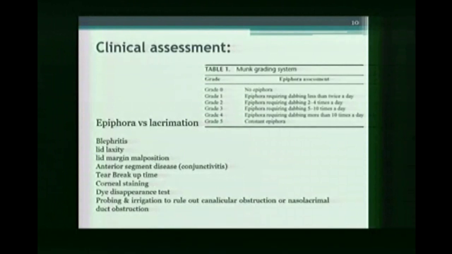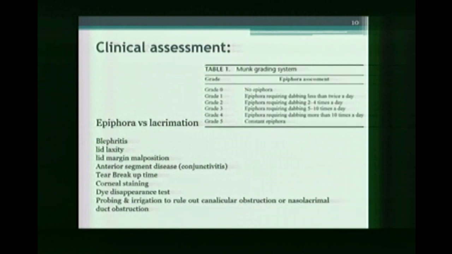How do you usually assess those patients? Now, it's important for us to differentiate: is this a real epiphora or lacrimation? By real epiphora, we mean tearing that is related to lacrimal system pathology in general.